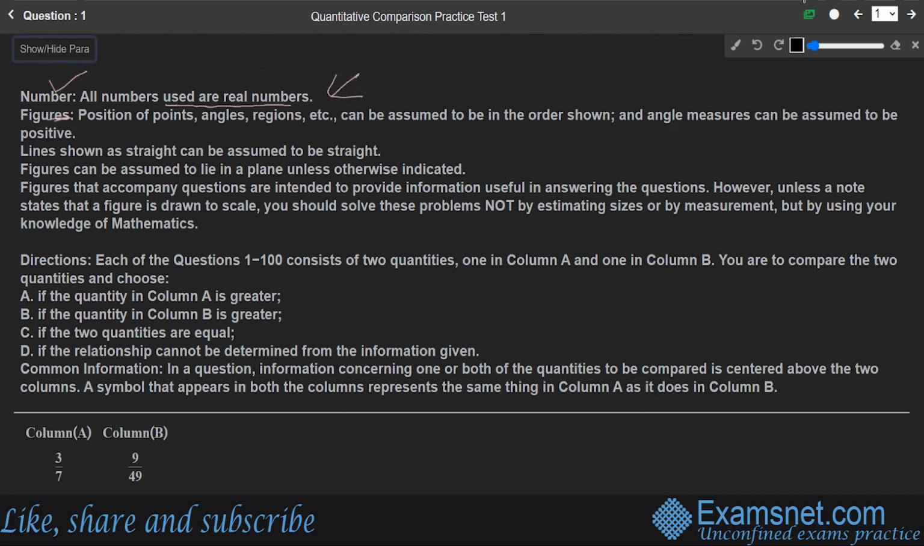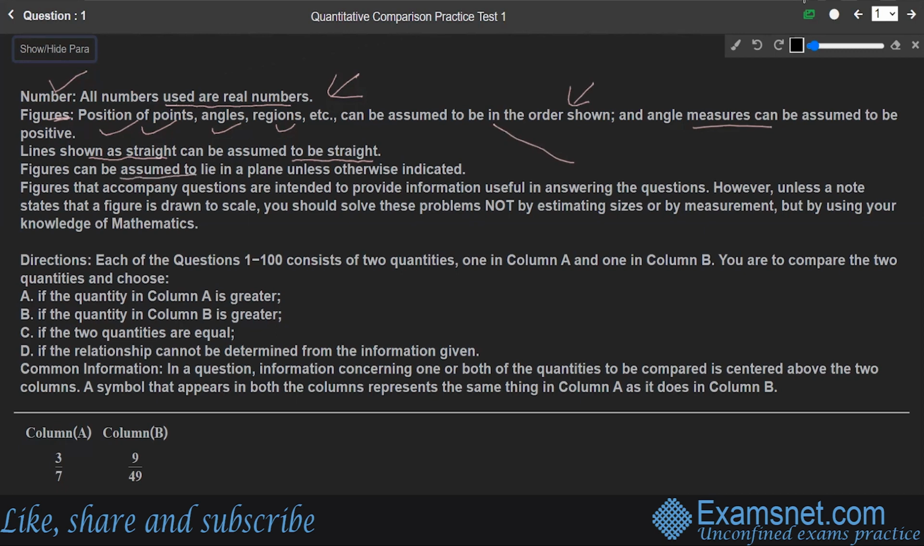Figures: whenever there is a figure presented in any of the questions, the position of points, angles, regions, etc. can be assumed to be in the order shown. Whatever order has been shown, the same order is to be followed, and angle measures can be assumed to be positive. So all the angles are to be assumed as positive only. Lines shown as straight lines can be assumed to be straight lines. So if they are drawing like this and it appears to be a straight line, then we have to assume that it is a straight line.